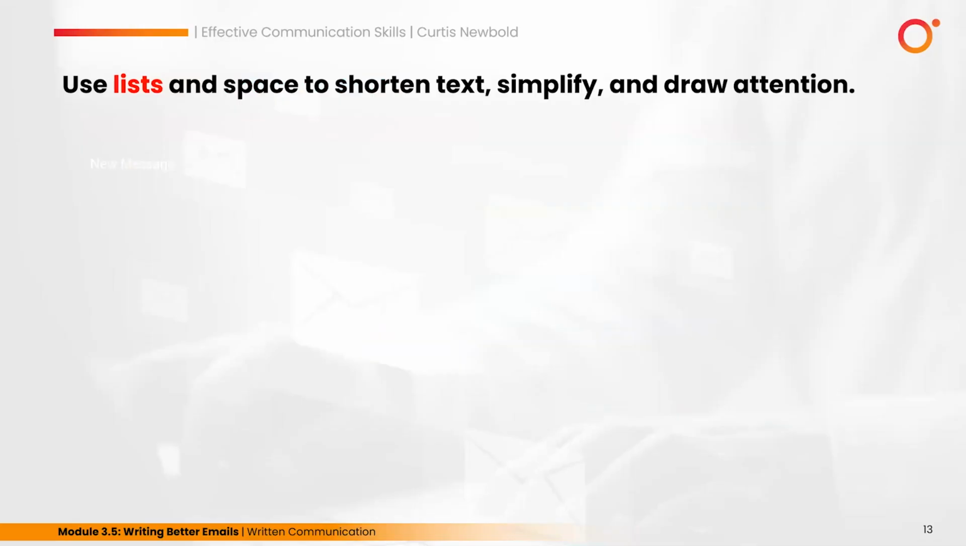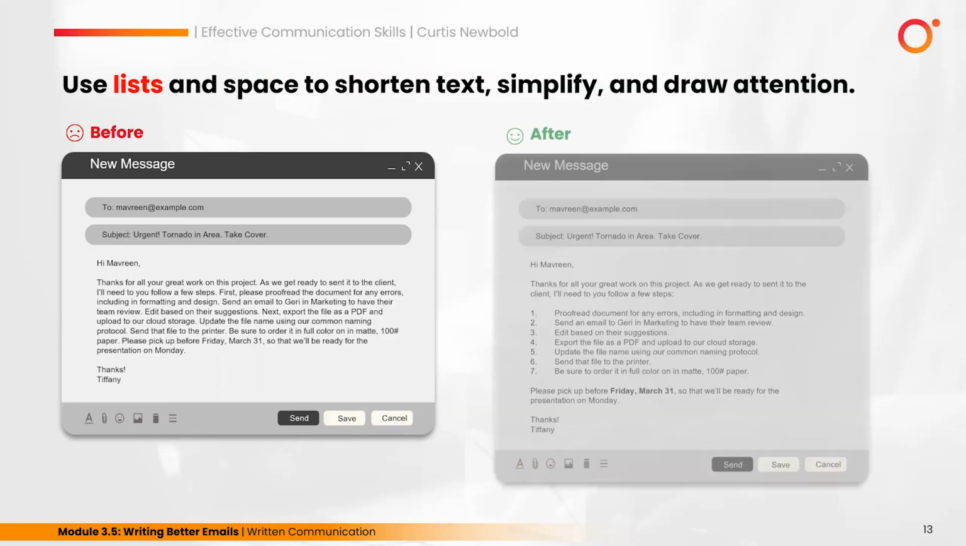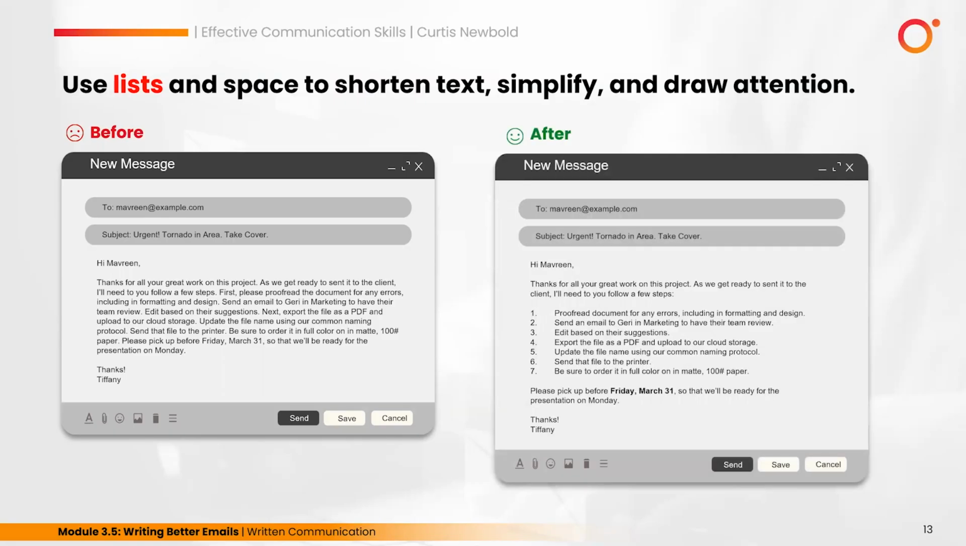Okay, use lists and space to shorten text, simplify, and draw attention. This goes back to some of the formatting things that we talked about in the previous sections. But again, apply that same principle to email. You can see this email, there's a lot there. If you take the time to read it, it's following a step-by-step process, but it's all buried in one paragraph. If I show you the after message, you'll see here it's a little longer in terms of its vertical spacing, but the one on the right is going to be a lot more readable.